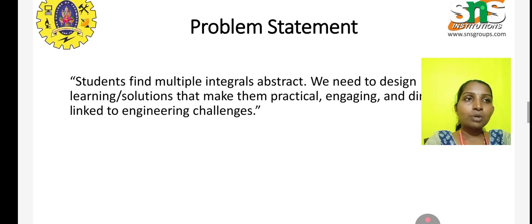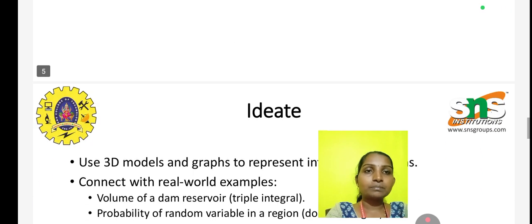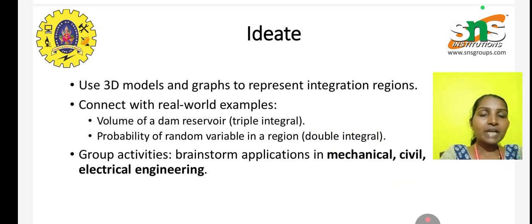Next is our problem statement. What is our problem statement? Students find multiple integrals abstract. We need to design learning or solutions that make them practical, engaging and directly linked to engineering challenges. So we need to present abstract multiple integrals so that they become practical for engineering students.